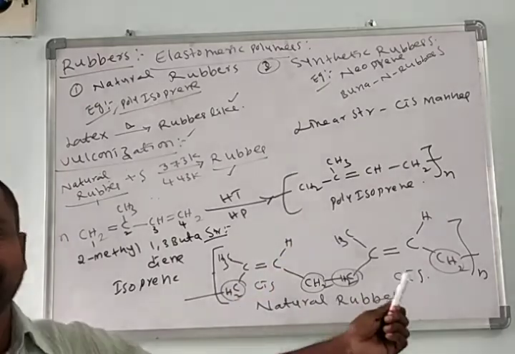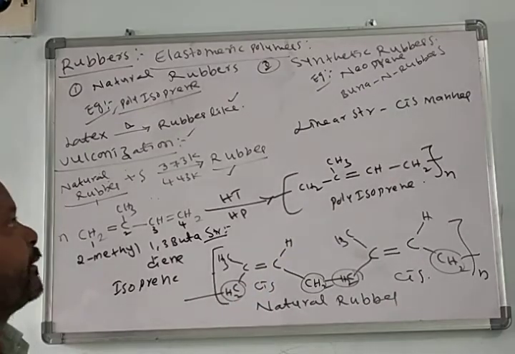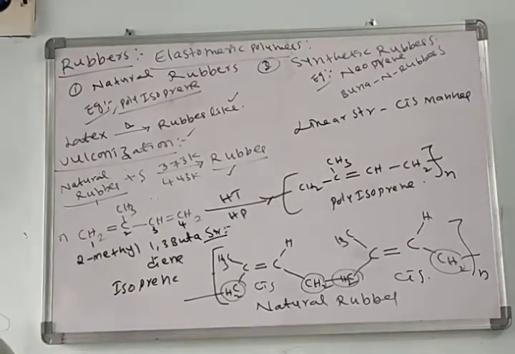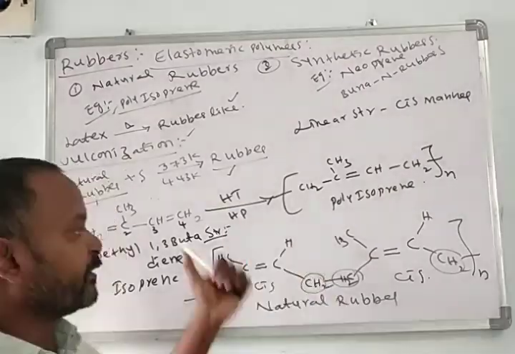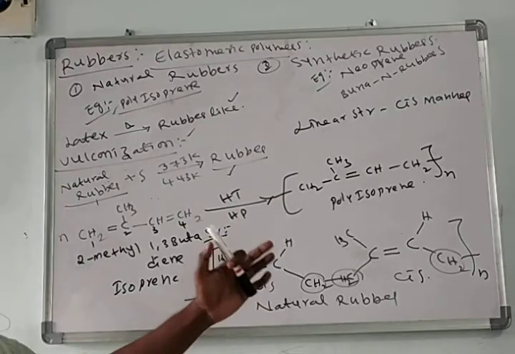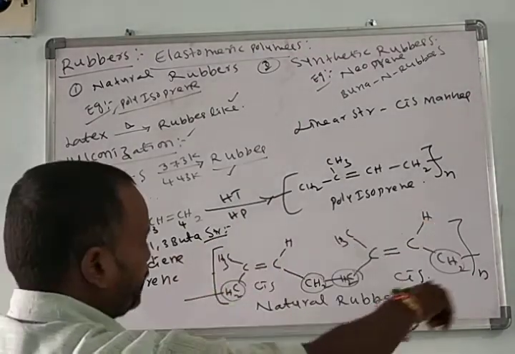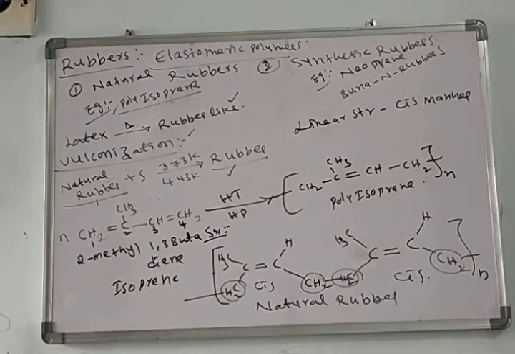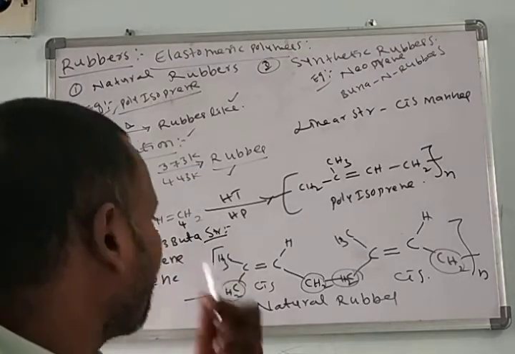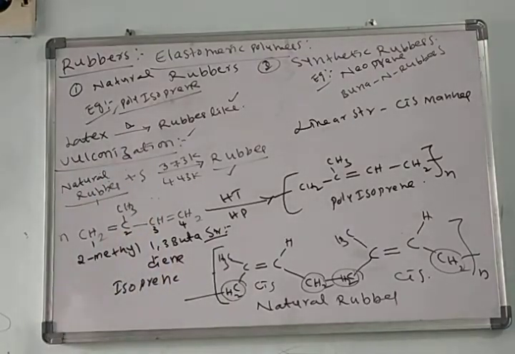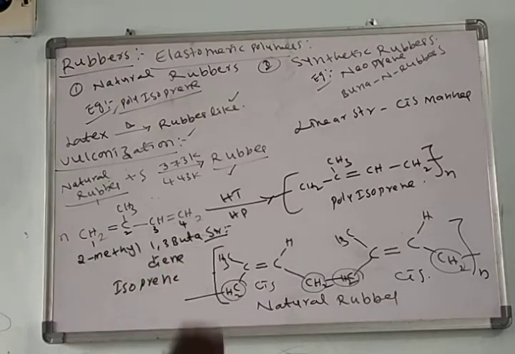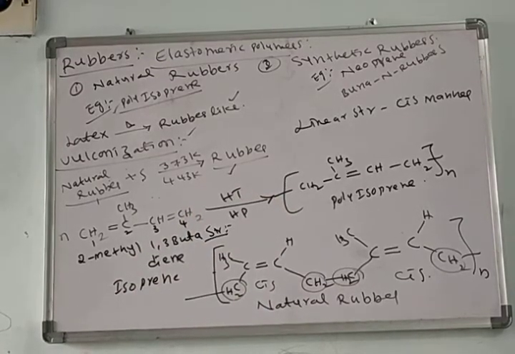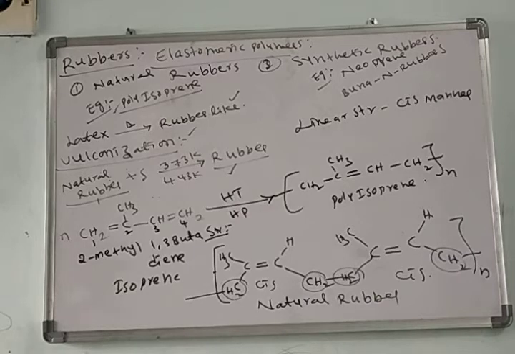It has a linear structure only, no branched structure. Due to the absence of branched structure, the strength of natural rubber is less. This is the structure of natural rubber, and this is the preparation of polyisoprene. How do we prepare polyisoprene? The polymerization of 2-methyl-1,3-butadiene will give polyisoprene. This is the discussion of natural rubber.